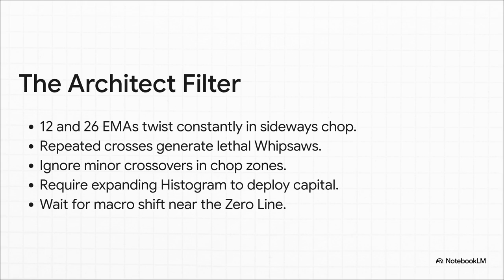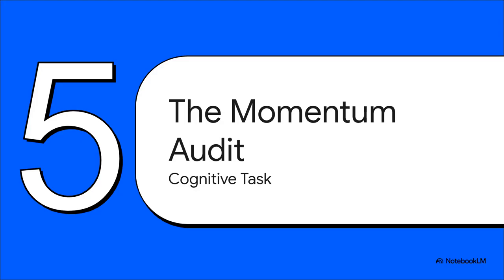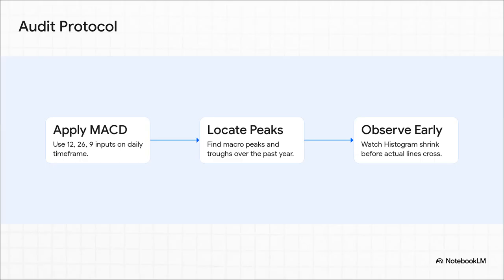You must absolutely ignore minor crossovers during low-volume chop zones. You only deploy capital when a crossover is supported by two things: an expanding histogram and a macrostructural shift near the zero line. Demand validation before you risk a single dollar. And finally, Section 5, the momentum audit. Okay, so this is your empowering cognitive task for day 121. We're going to apply these structural mechanics directly to the charts.